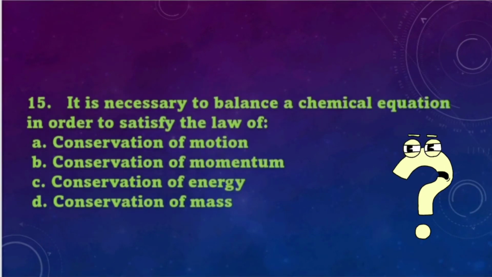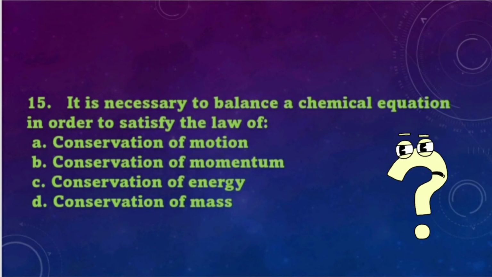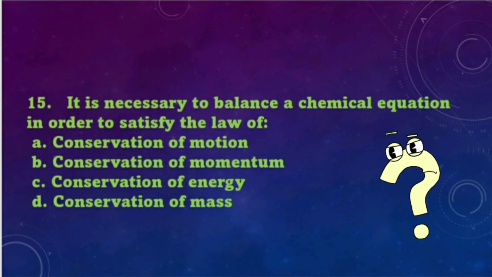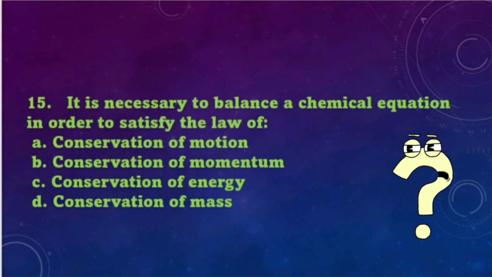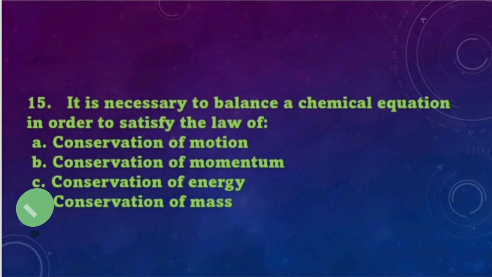Question number 15. It is necessary to balance a chemical equation in order to satisfy the law of. Options are given. Option A, conservation of motion. Option B, conservation of momentum. Option C, conservation of energy. And option D, conservation of mass. So the answer will be option D, conservation of mass.